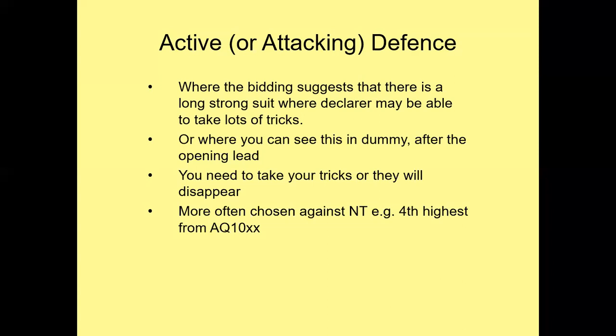And an attacking or active lead is more often chosen against no trump. So, for example, if you've got that same holding, ace, queen, 10, x, x, that would be an attractive lead. You would lead fourth highest against no trump. Even if that gives away a trick, you hope your side will regain the lead, and you'll be able to maybe take 4 tricks in return.